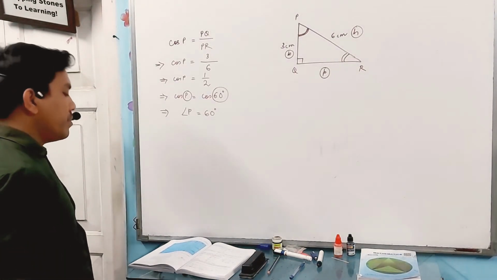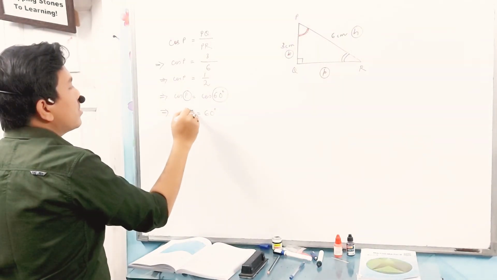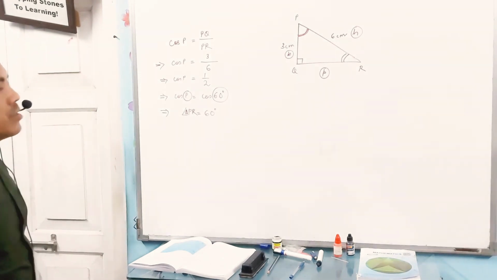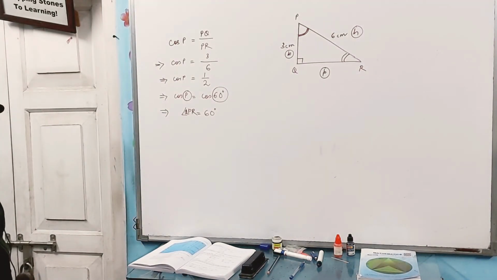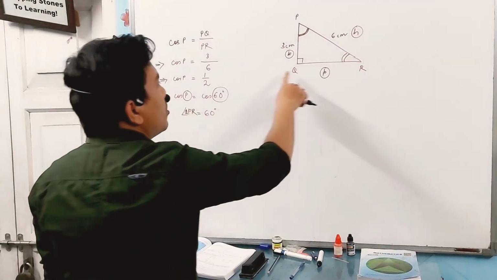So angle P we got, or we can say what we have to find out? QPR, isn't it? So we can say angle P is same as angle QPR. So angle QPR is 60 degree. Okay, now what else we have to find out? We have to find out angle QRP.